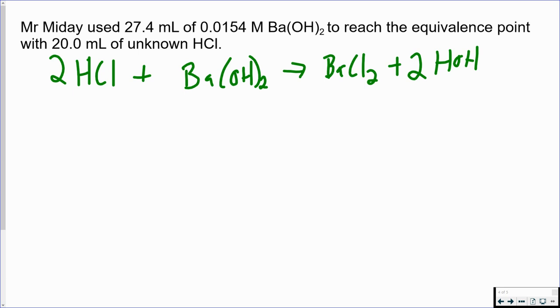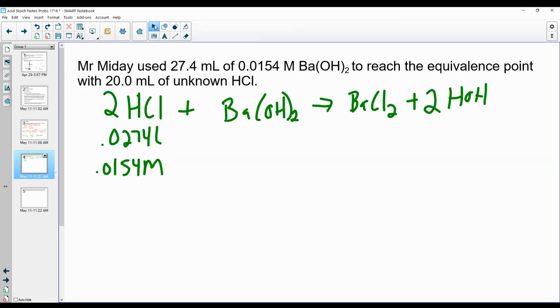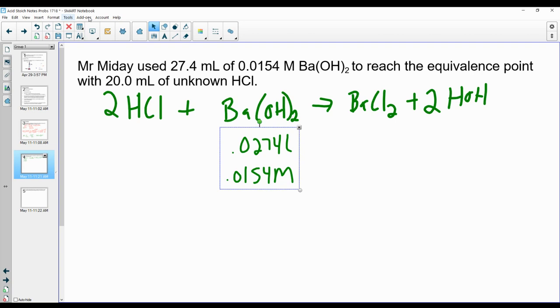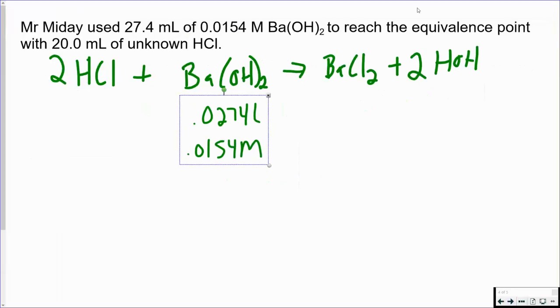So it says, Mr. Day, I used 27.4 milliliters. So I'm going to put that in liters just automatically. 0.0274 liters of a 0.0154 molar concentration. And I'm going to have to move those ones over because those are actually associated with barium hydroxide. With HCl is the 0.0200 liters.